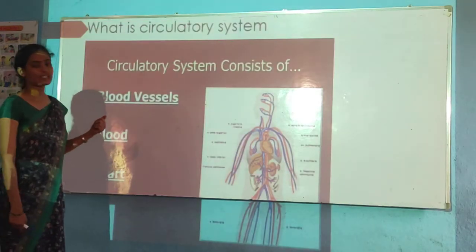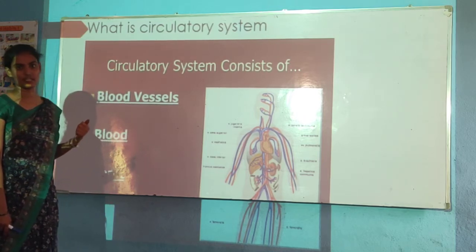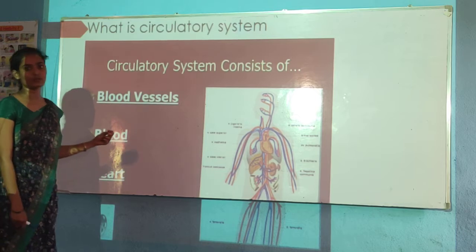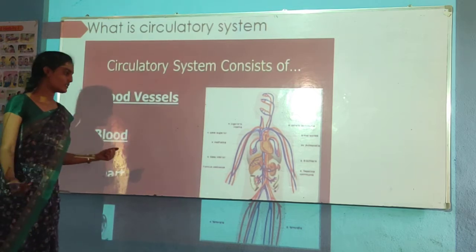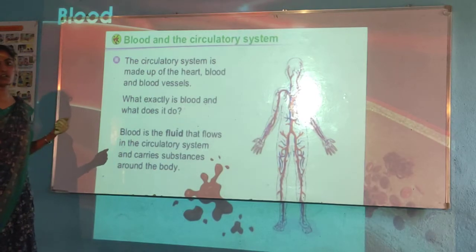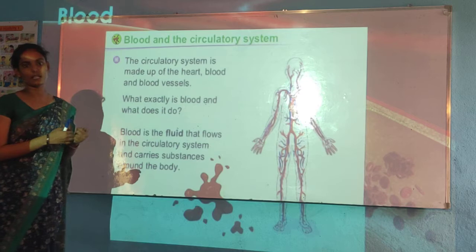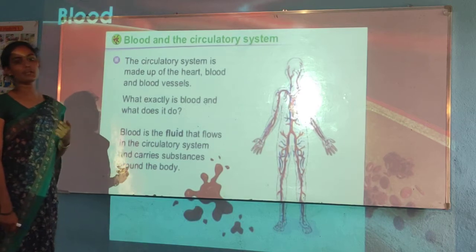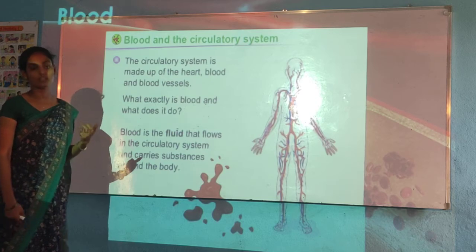So what does the circulatory system contain? The circulatory system involves three components that help it: blood vessels, blood, and the heart. Starting with blood, we know that if we get hurt anywhere, we can see blood. So what is that blood? We'll discuss what exactly blood is and what it does.